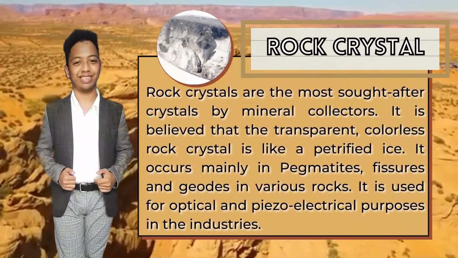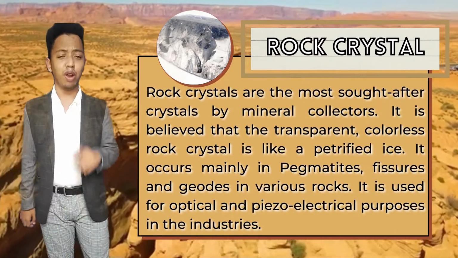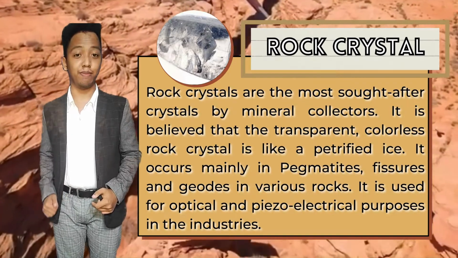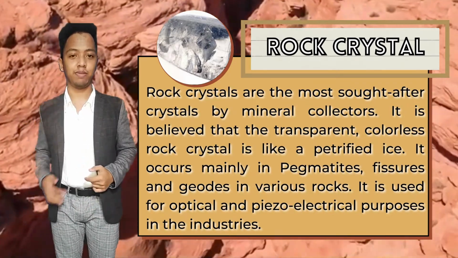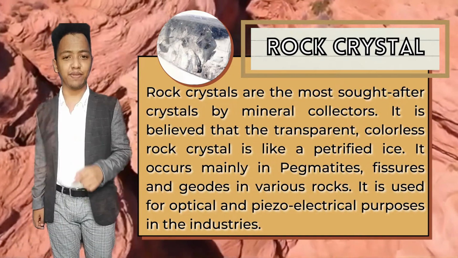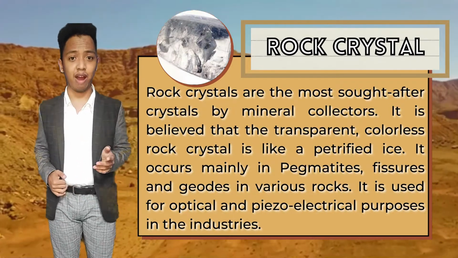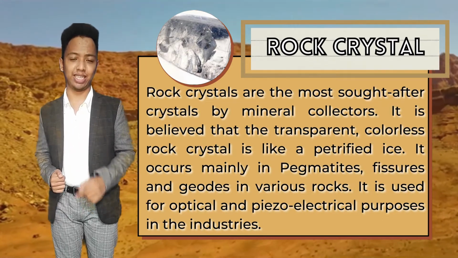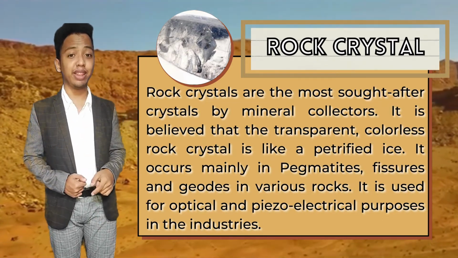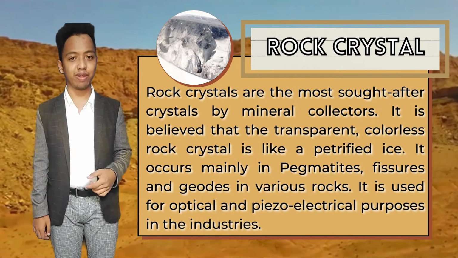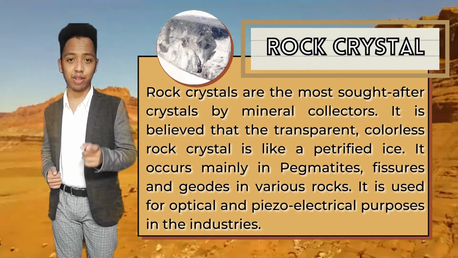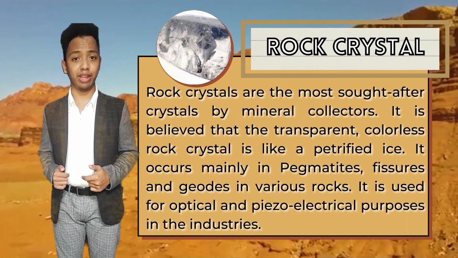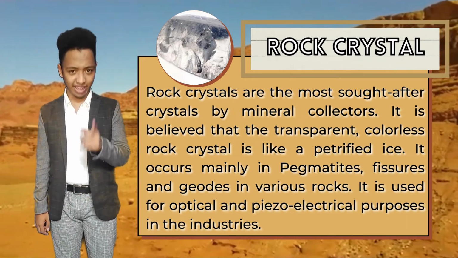Rock crystals. Rock crystals are the most sought after crystals by mineral collectors. It is believed that the transparent, colorless rock crystal is like a pigmented ice. It occurs mainly in pegmatitic fissures and geodes in various rocks. It is used for optical and piezoelectrical purposes in the industry.